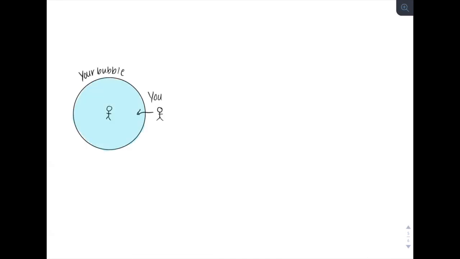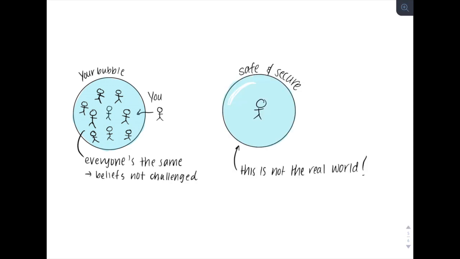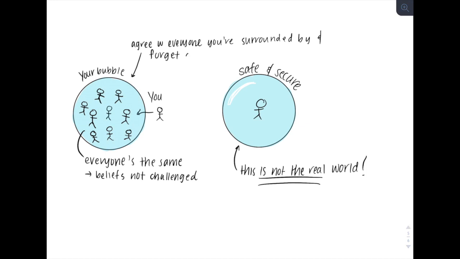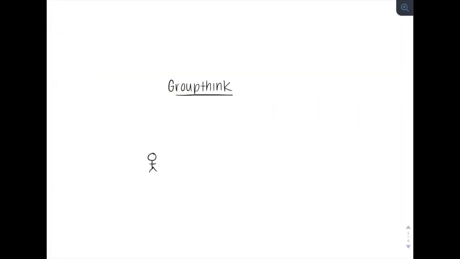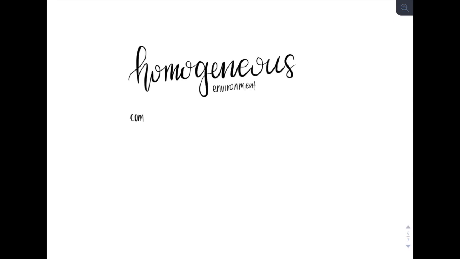Former President Barack Obama has explained that people tend to retreat into their bubbles where they're surrounded by people who look just like them with the same political view and never challenge our beliefs. We end up feeling very safe and secure in our bubbles, but this is not how the world is. You begin to agree with everyone in your bubble, which is similar to something called groupthink. This is known as conformity to group values and ethics. People then enter a homogeneous information environment which has no competing viewpoints and reinforces pre-existing biases.